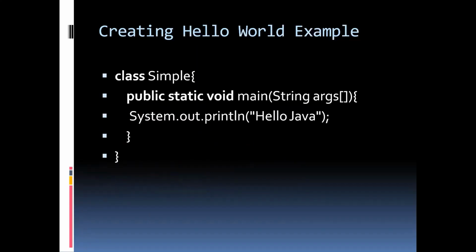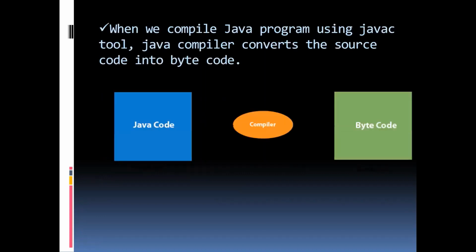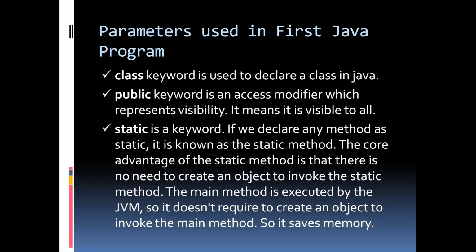Here is an example of a Java program. There are many keywords here. Let me discuss all the keywords in the upcoming slides. As you know, Java is platform independent. When we compile a Java program using the javac tool, the Java compiler converts the source code into bytecode.